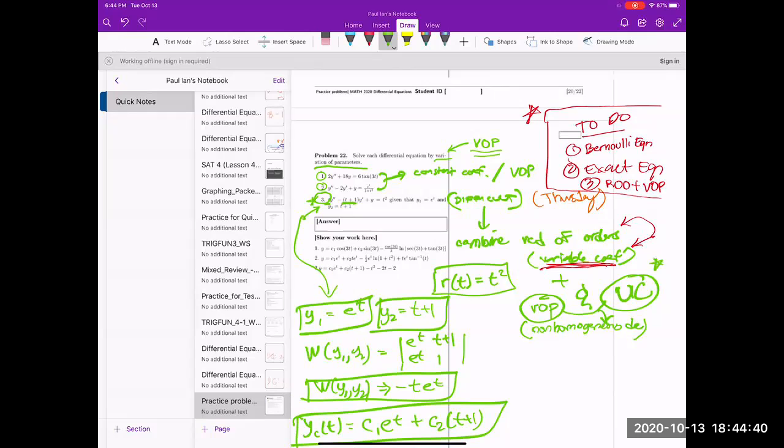Because that's just a YP and YC. And then the YP is from that table, right? It depends on the table guess. The reason UC is a better choice is because it gives you the most solutions. With the VOP, you have to do a bunch of integrals, and sometimes the integral is not integrable, so it can't be done. That's why VOP is actually limited in its applications.